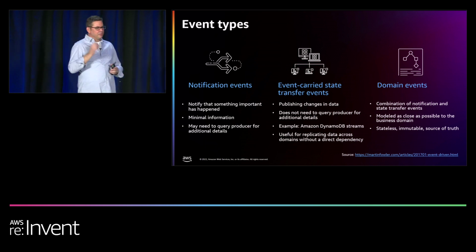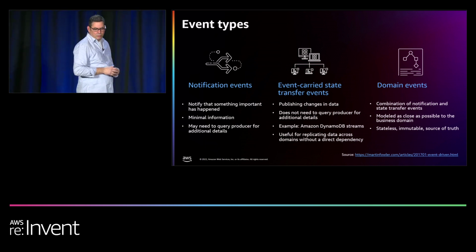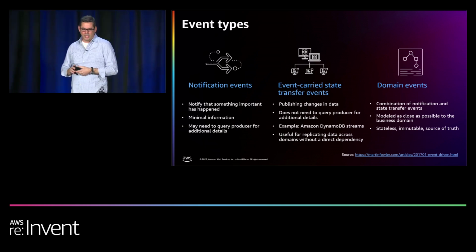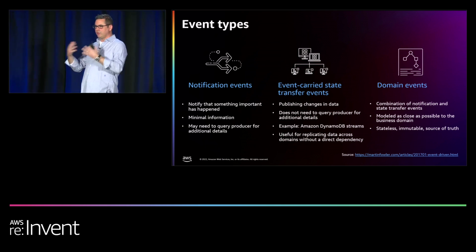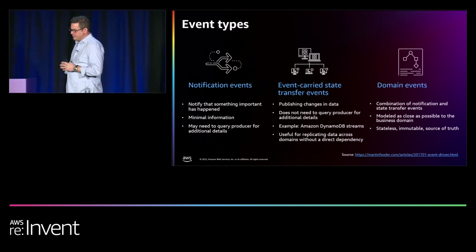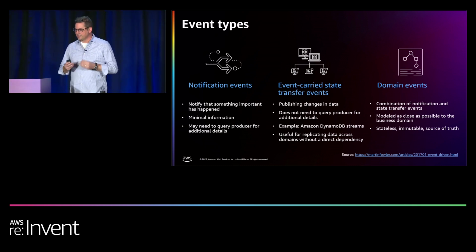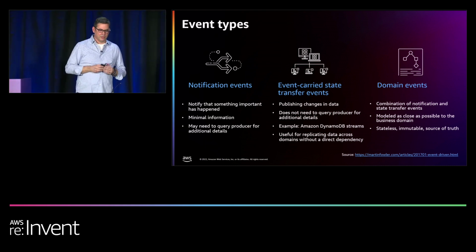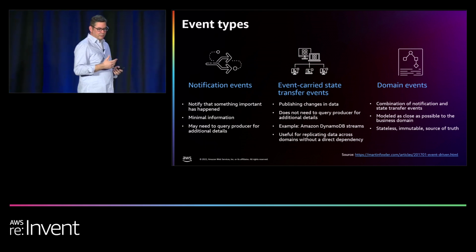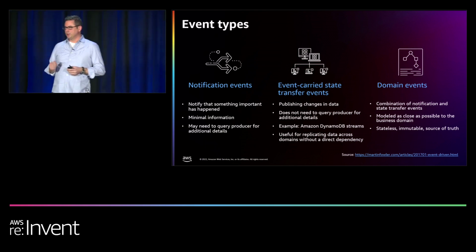But understanding the different types of events will really help us understand where and when to use them and how to apply them to our architectures. And Martin Fowler actually has three definitions for event types that are really useful ones. So the first one is the notification event, which is really about that signal that I just talked about.